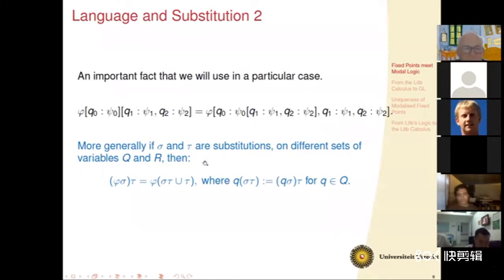Okay, so I think this is the most horrible point of the whole lecture, so I put it immediately at the beginning. I invite the students to think about this after the talk. So I put it down here more generally, right? If we have two substitutions on different sets of variables, let's call them Q and R, then the result of doing first sigma and then tau is the same as what we get by first composing sigma and tau and then taking the union with tau.